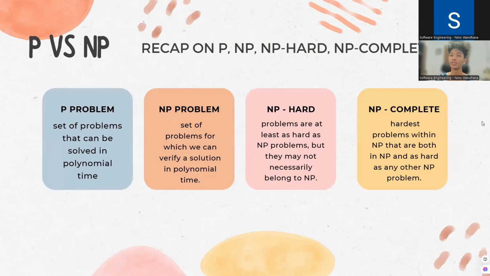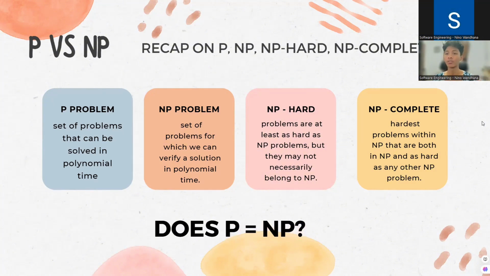Now, let's dive into the central question, P versus NP. But before that, let's have a quick recap. P is the set of problems solved in polynomial time, and NP is the set of problems verified in polynomial time. NP-complete is the hardest problem in NP, both in NP and as hard as any NP problem. And last but not least, NP-hard is a problem as hard as NP problems, but not necessarily in NP itself. But the question is, does P equal NP?